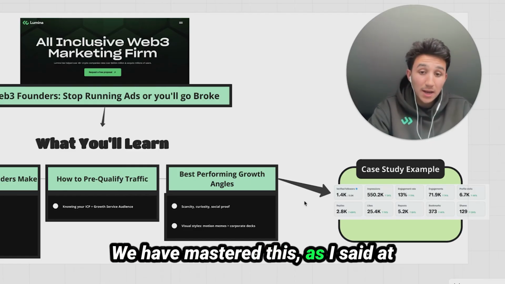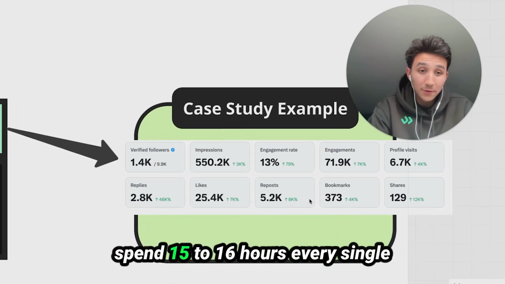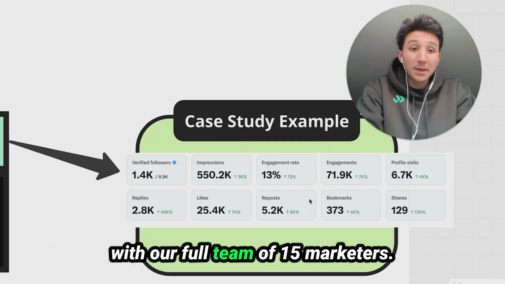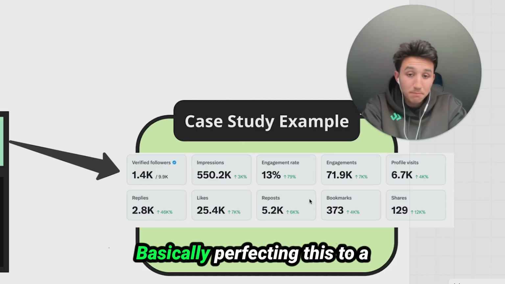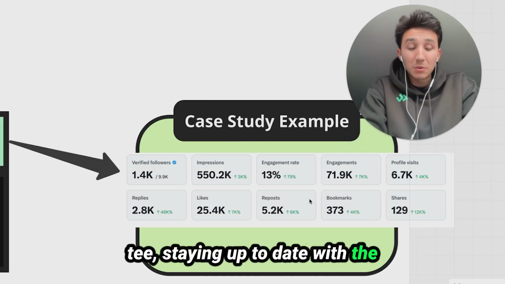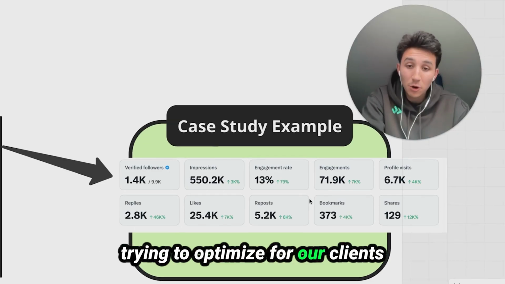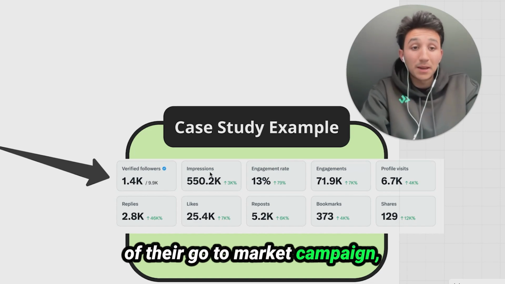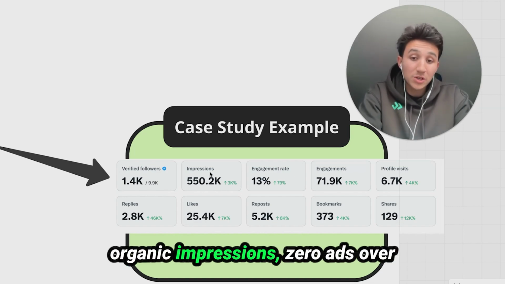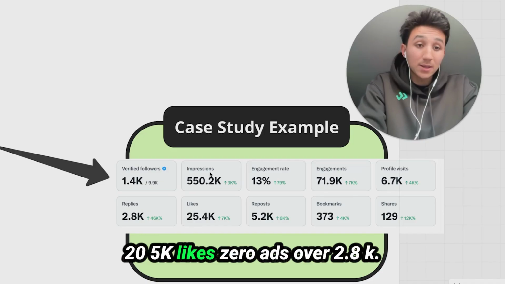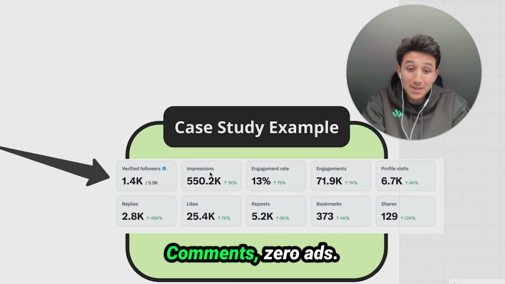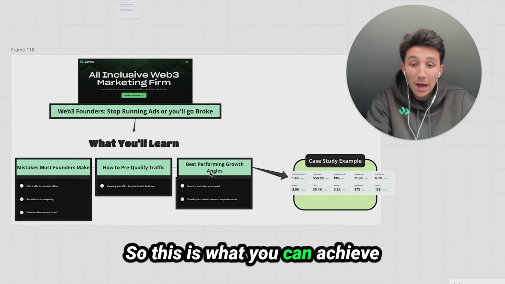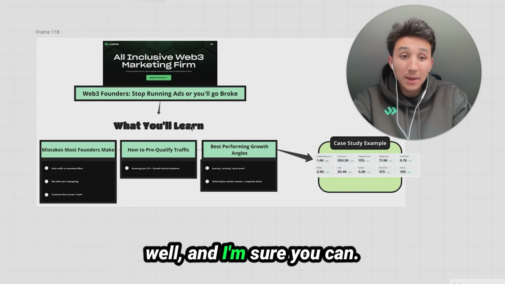We have mastered this, as I said at the start of the video, because we spend 15 to 16 hours every single day over the past 50 plus months with our full team of 15 marketers, basically perfecting this to a T, staying up to date with the most relevant strategies, and trying to optimize for our clients who achieve results like this. This was in the space of 2 weeks of their go-to-market campaign going live. Over 500,000 organic impressions, 0 ads, over 25k likes, 0 ads, over 2.8k comments, 0 ads, over 5k reposts, 0 ads. So this is what you can achieve if you do these 3 things well, and I'm sure you can.